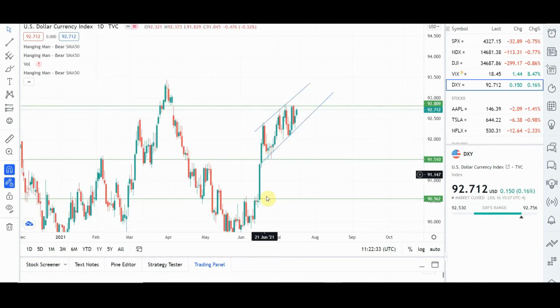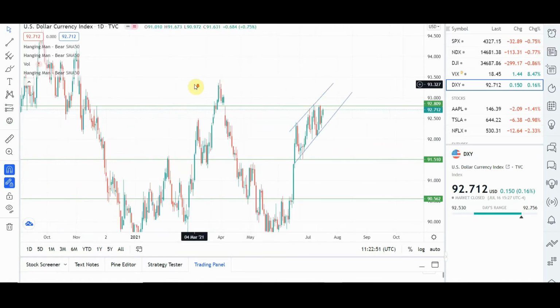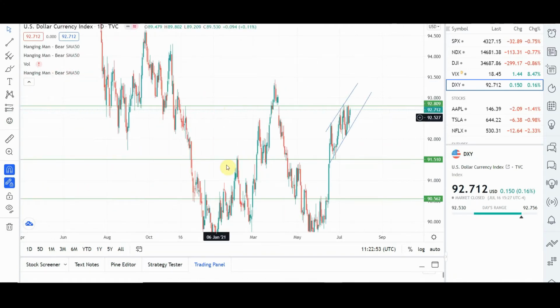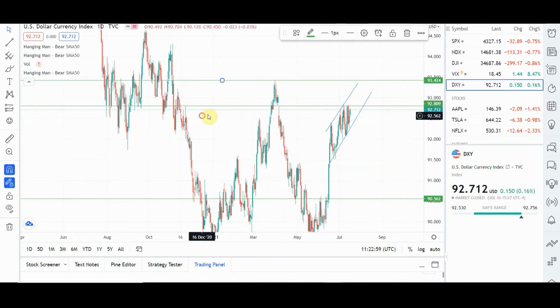So currently the DXY is on a bullish run. We had a pretty nice bullish trend throughout the previous week. It is currently in a channel, testing the highs of the channel and then the lows of the channel, marking higher highs and higher lows, up to a resistance point. Clearly we can identify here that this is a major resistance for the DXY.